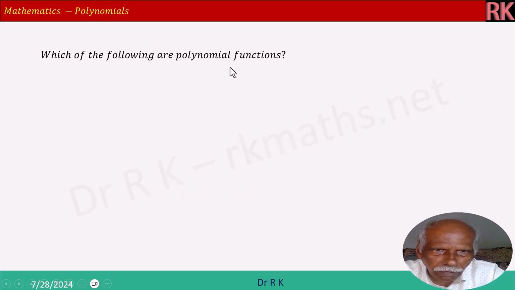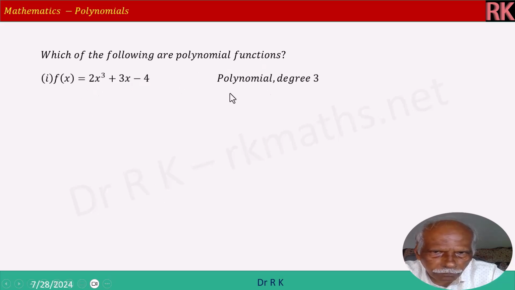Which of the following are polynomial functions? F of x is equal to 2x cubed plus 3x minus 4. Yes, degree 3. X into x squared minus 4. This is again a polynomial of degree 3.